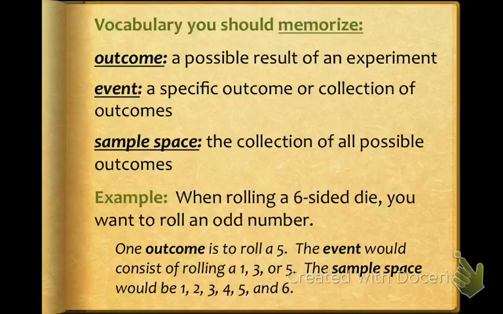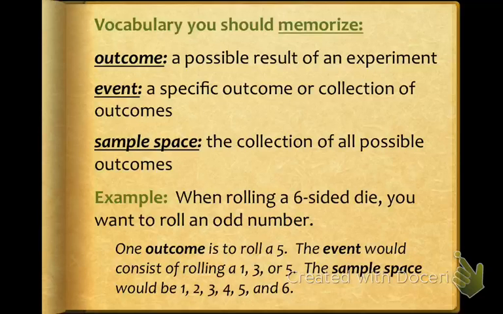Here's some vocabulary you should memorize, and notice I said memorize. These are things that you need to put on flashcards and start practicing right away, because these are words that will be used on a regular basis that you will be expected to know the meaning of. So, an outcome is the word we use to describe a possible result of an experiment. I have an example down here at the bottom we'll talk about in just a second.